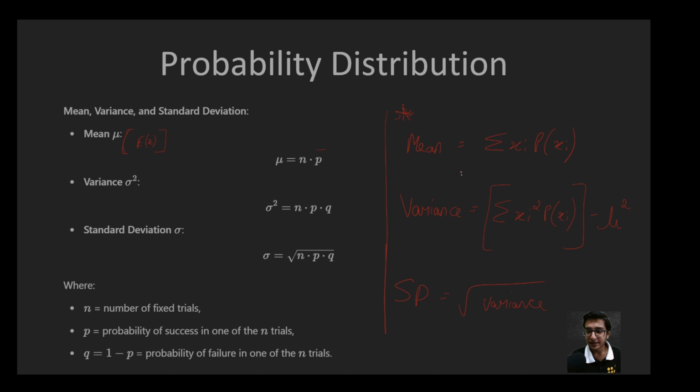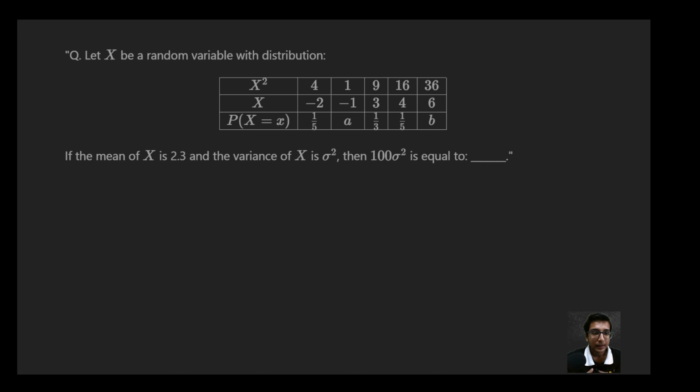The only thing here is that you have to look at these formulas. So now we'll look into a few questions to make our concepts stronger on this portion. Let's say a random variable has been given and they have given us the distribution table. X is our random variable, and P(x) is our probability distribution.